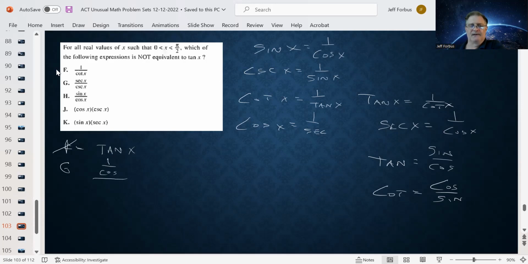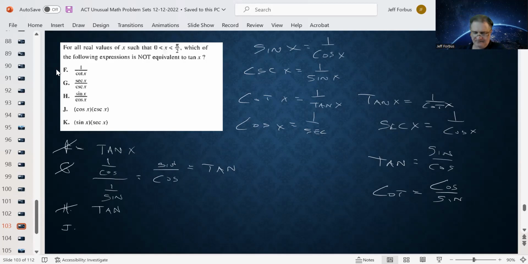And the cosecant is 1 over the sine. Now you divide by a fraction, so you multiply by the inverse. So that's going to give us sine over cosine. Now the sine over cosine is equal to the tangent. So it's not G. All right, H, we have sine over cosine. Well, we just figured out sine over cosine is a tangent. So H is equal to the tangent. So it's not H.